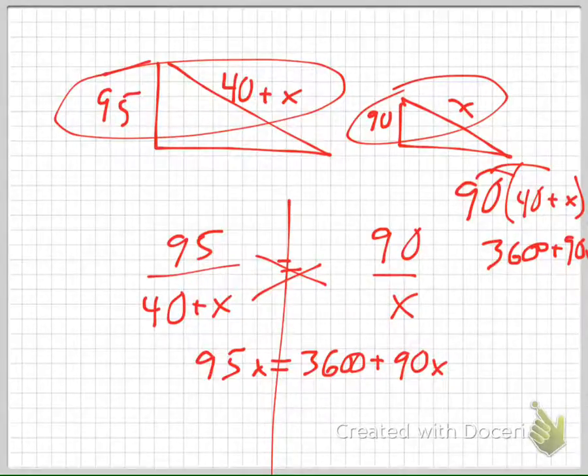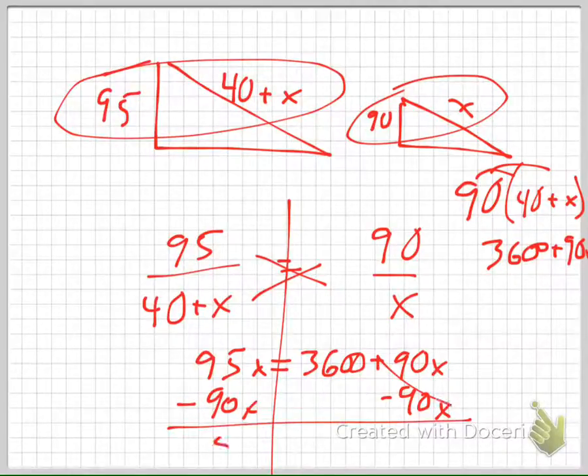What do I do now? You guys know how to do this? I have variables on both sides. Which one do I get rid of? 90x. Why do I get rid of 90? Because it's lower than 95. Minus 90x, minus 90x. That gives me 5x equals 3,600. Now what? Divide by 5, divide by 5.